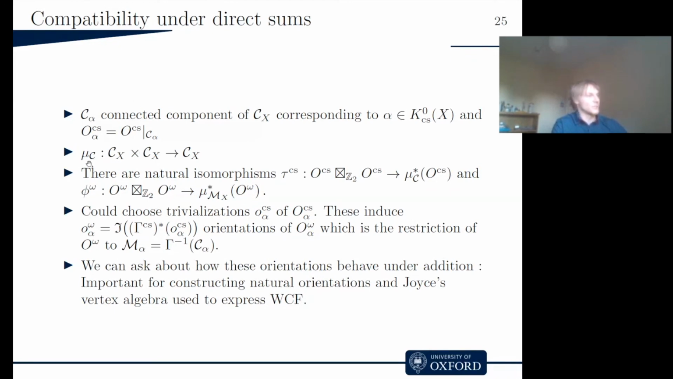using these isomorphisms, so we have these isomorphisms which come from the fact that our Z2 bundle is a strong principal Z2 bundle, comparing the Z2 bundles under direct sums, and we can use these orientations. Sorry, we can use this isomorphism to compare our choices of orientations. So if we choose orientations on each connected component of the K theory, then we can compare these orientations using isomorphisms.